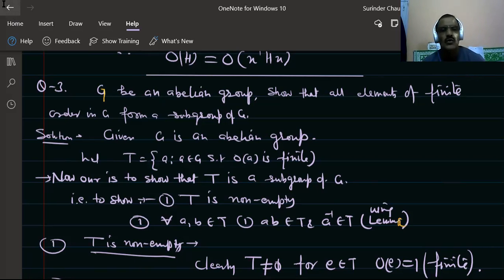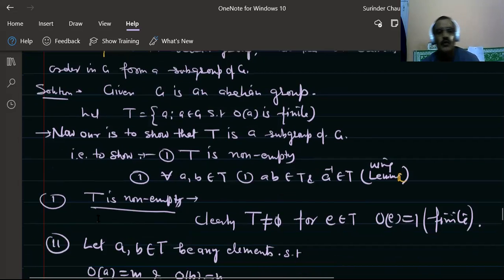Now, what is our aim? Our aim is to show that T is a subgroup of G. How do you show that T is a subgroup of G? Again, our aim is to show T is non-empty, and if a belongs to T and b belongs to T, then closure and inverse elements hold. This is again a lemma.